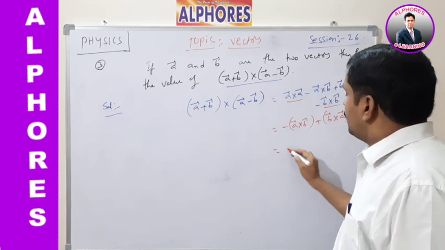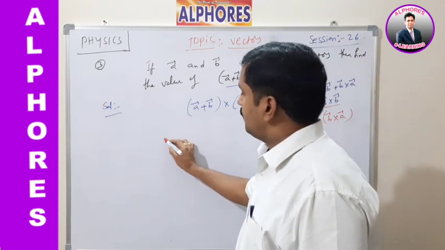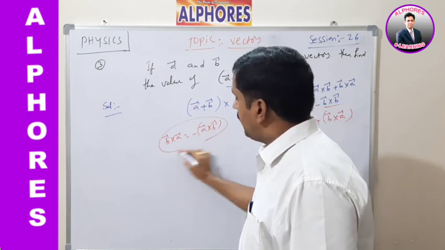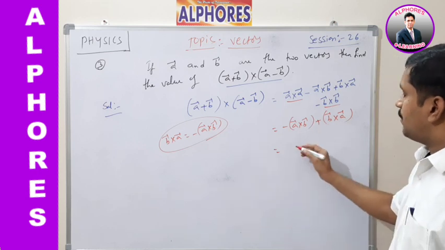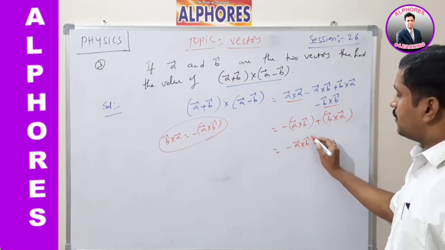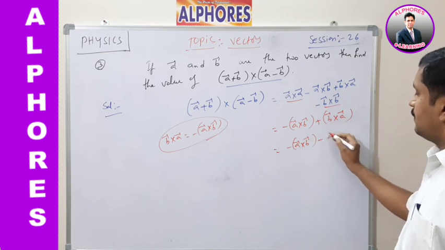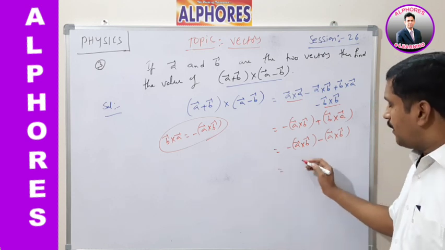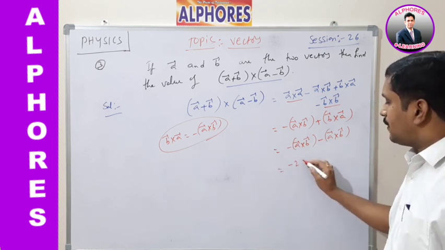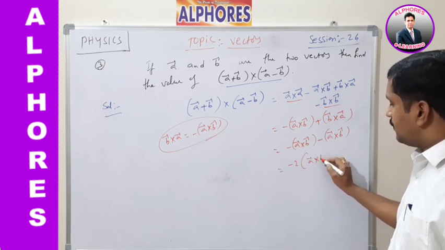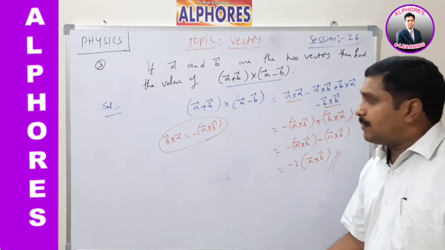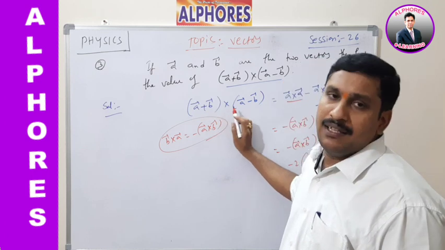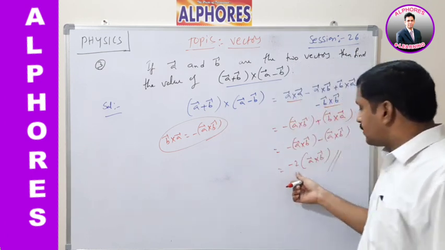Please listen carefully. According to the commutative property we know already, B bar cross A bar is equal to minus of A bar cross B bar. So this is the property of a cross product. Now minus A bar cross B bar minus A bar cross B bar, minus and minus, I get minus 2 into A bar cross B bar. So this is the answer. That means by doing the cross product of the addition of two vectors and the subtraction of two vectors, I get minus 2 into A bar cross B bar.